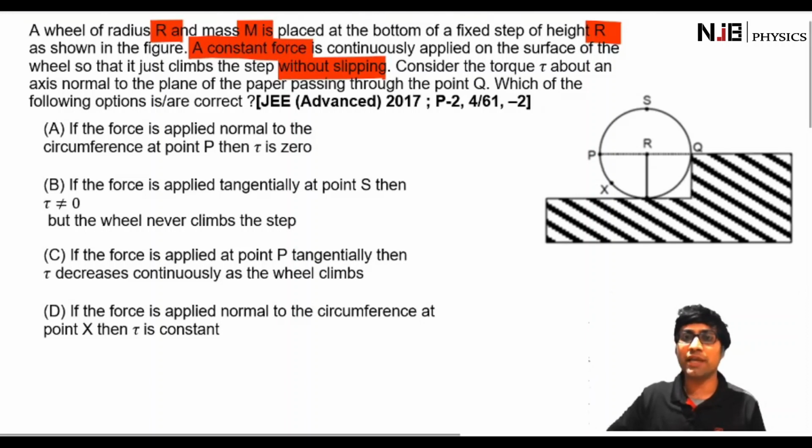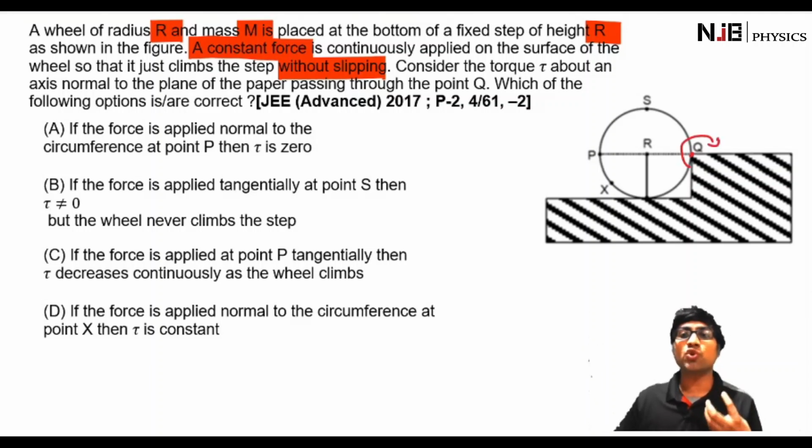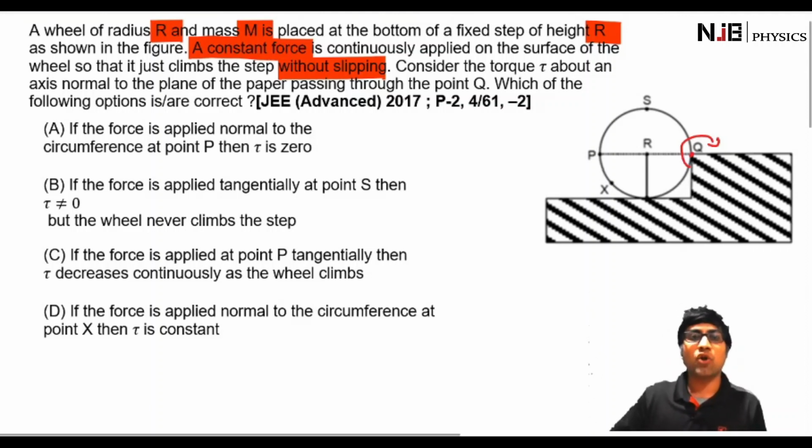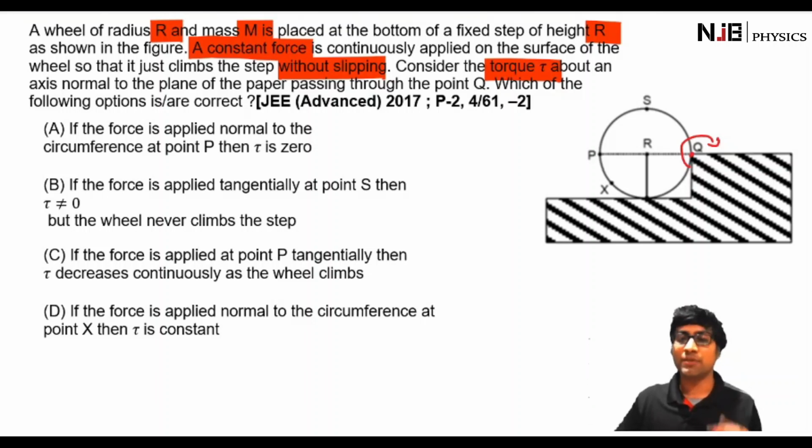Well, it is possible if the rotation is about this point Q. So if this wheel is rotating about this point Q, it is going to be a pure rotation, and the axis of rotation is going to pass through the point Q, and it is going to be perpendicular to the plane of the screen. And according to the question, we have to consider the torque tau about an axis normal to the plane of the paper passing through the point Q. That means again they are asking us to consider the torque about the axis of rotation.